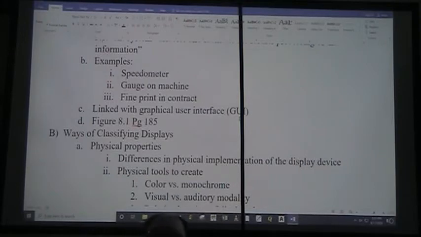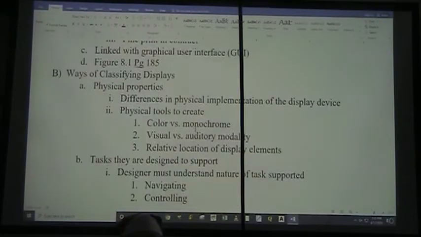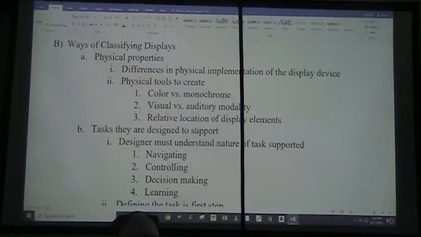So how do we classify our displays? Well, first of all, we could do it by the physical properties of the display, whether that's differences in physical implementation of the display device, or some other.